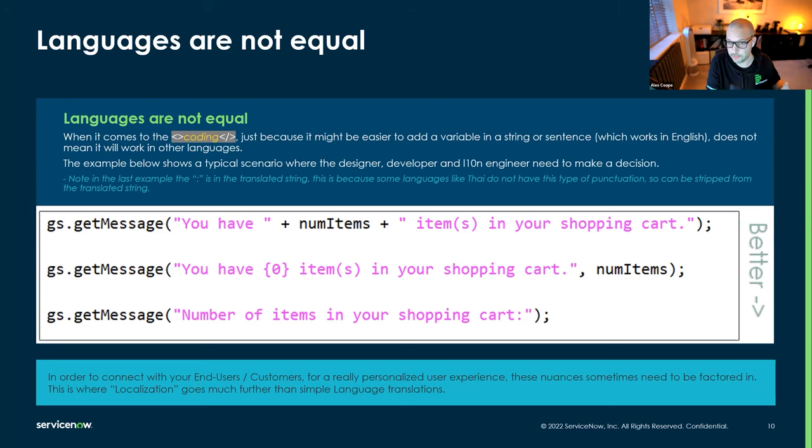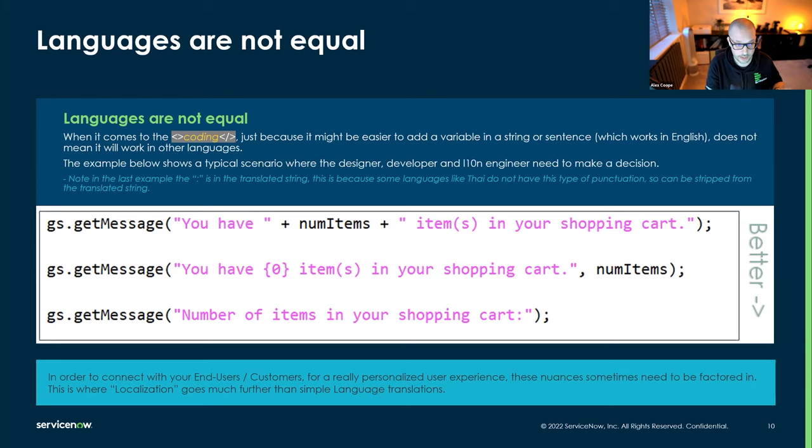So what we're suggesting here, and this is just technical best practice, regardless of us being ServiceNow, it could be any software development that you want to do, try and keep the sentence as simple as possible. And the sliding scale downwards, as you can see in that image, is getting simpler and simpler. So in the second example, you'll see a brace 0. That's a parameter in the GetMessage API. And you can see the object being sent is numItems.